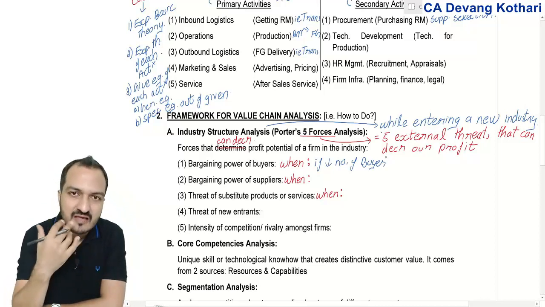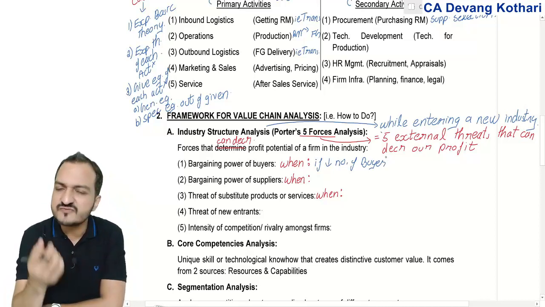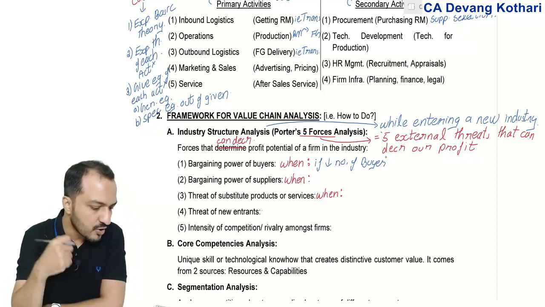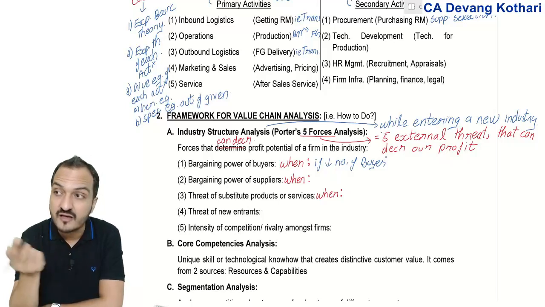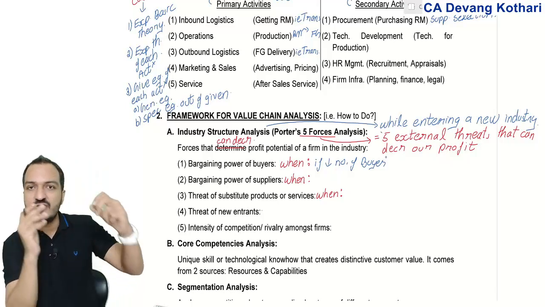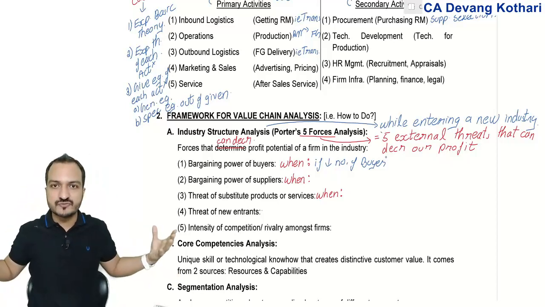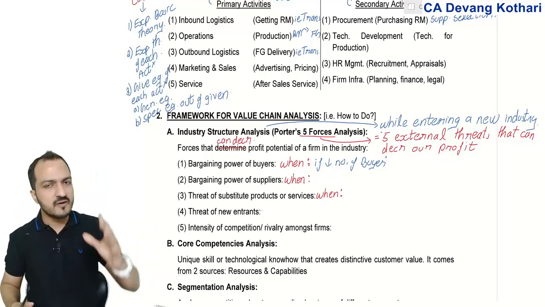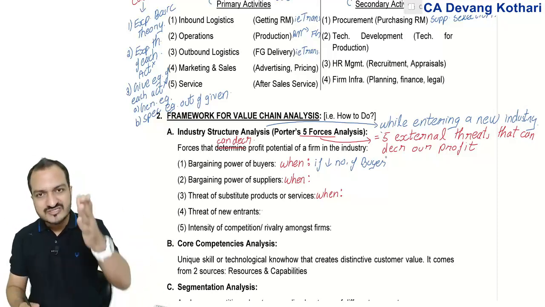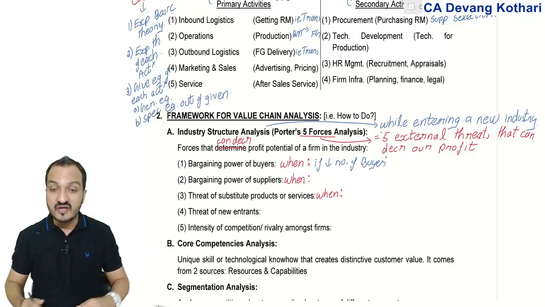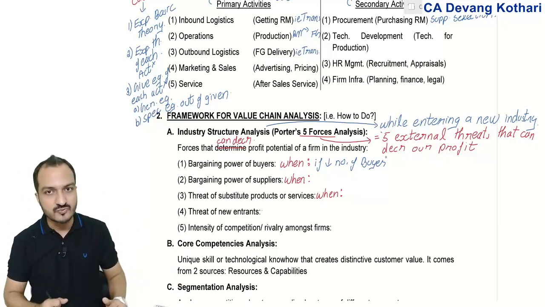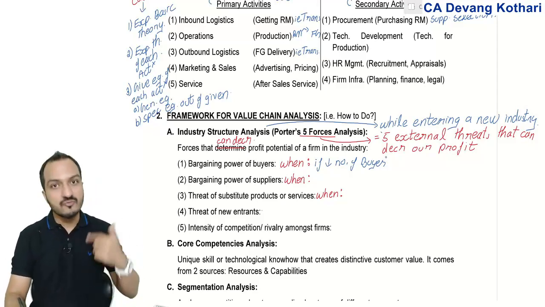Imagine the product which I am selling. If there are anyways very few buyers of that product, can I say the buyer will have more bargaining power? Yeah, because there are very few buyers and lots of suppliers. There are many sellers like me, but the buyers are very few. So all the suppliers will be competing to sell to that one buyer. There will not be competition among the buyers, there will be competition among the sellers. So the buyer will have more bargaining power.